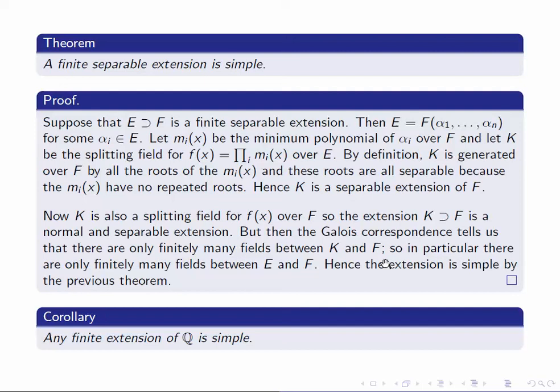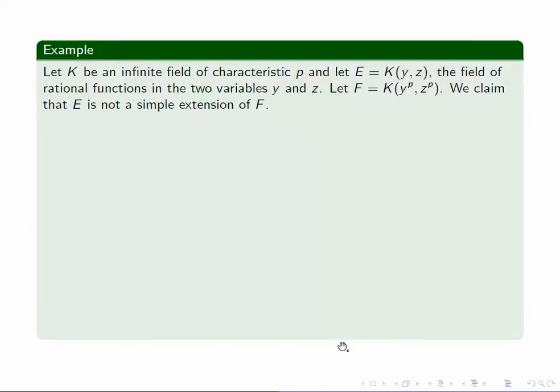So let's just stress one trivial corollary. That's that any finite extension of the rational numbers is a simple extension. Finally, let's just sketch a basic example of a finite extension which is not simple.